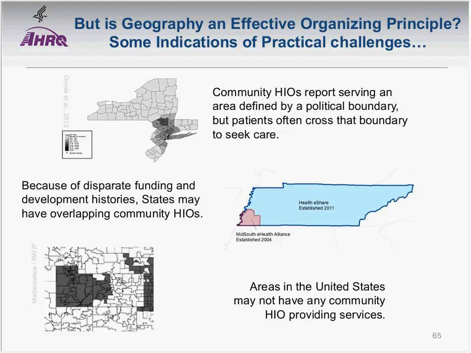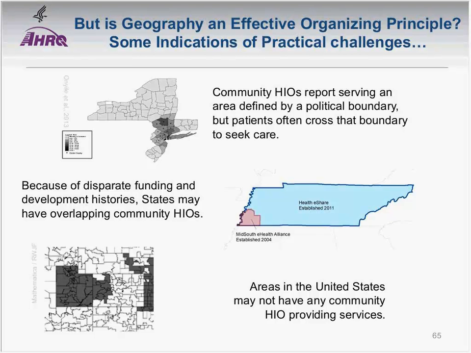For one, community HIOs report serving an area. Generally, that area is defined by a political boundary, whether it's a state, a city, a community, a region, or a group of counties. But evidence suggests, and we know, that patients travel very far to get care. We often have patients cross that boundary into other areas. The map on the top left comes from work that was done in New York City by one of our colleagues on the presentation today, and you see that for this New York City exchange, you have a lot of patients coming from multiple states and well beyond the service area that the organization has said they're going to serve.